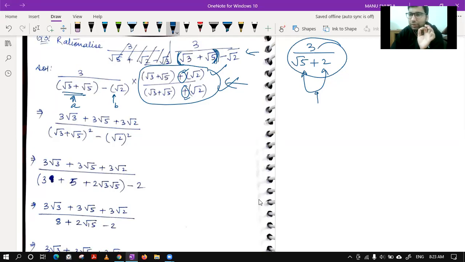If this is a minus b, where a is root 3 plus root 5, we have to multiply with a plus b. That's why I have multiplied with root 3 plus root 5 plus root 2 in the denominator and plus root 2 in the numerator. And after that, I just solved this.